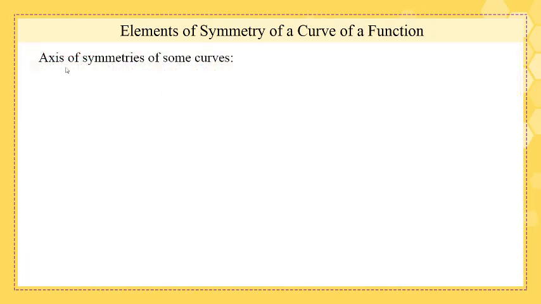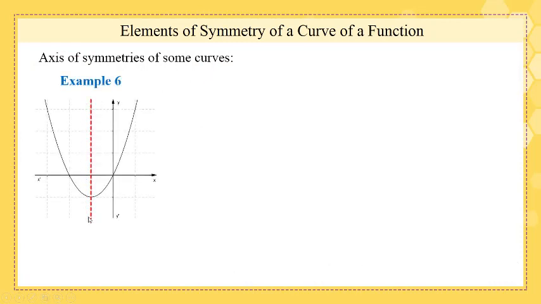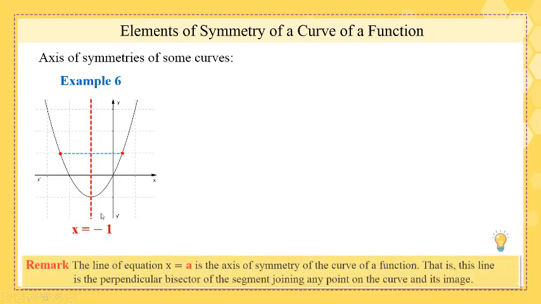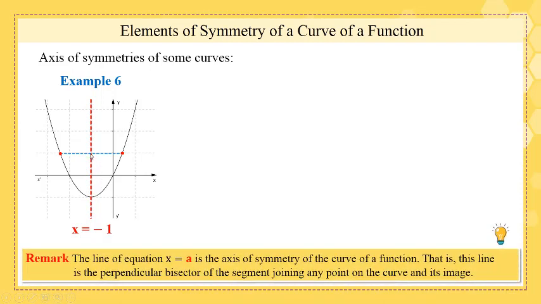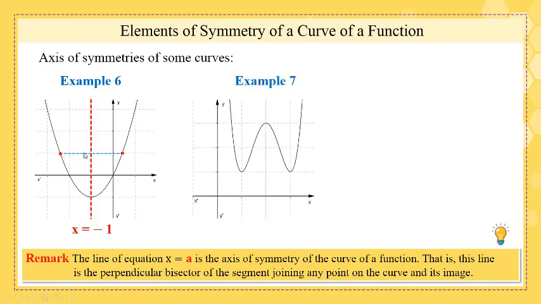Let us see axes of symmetry of some curves. The line of equation x equals -1 is an axis of symmetry of this curve. The symmetric of a point with respect to this line is also a point on this curve. That is, the line of equation x equals -1 is the perpendicular bisector of the segment joining a point on this curve to its image. Similarly for the other curves.